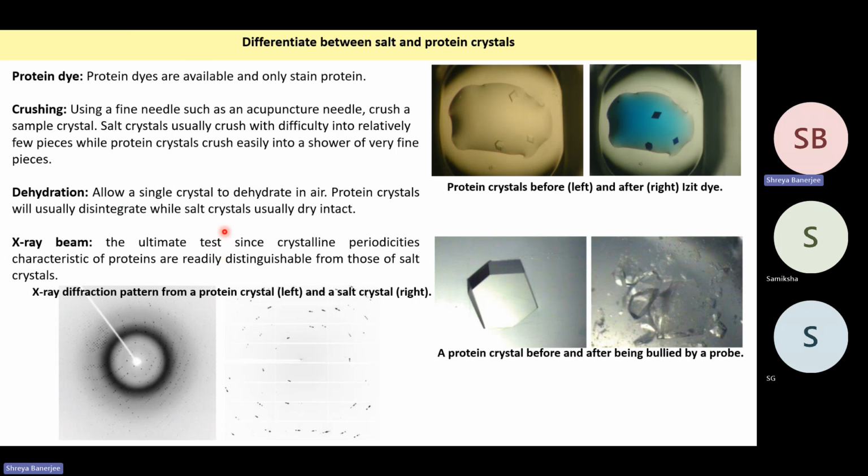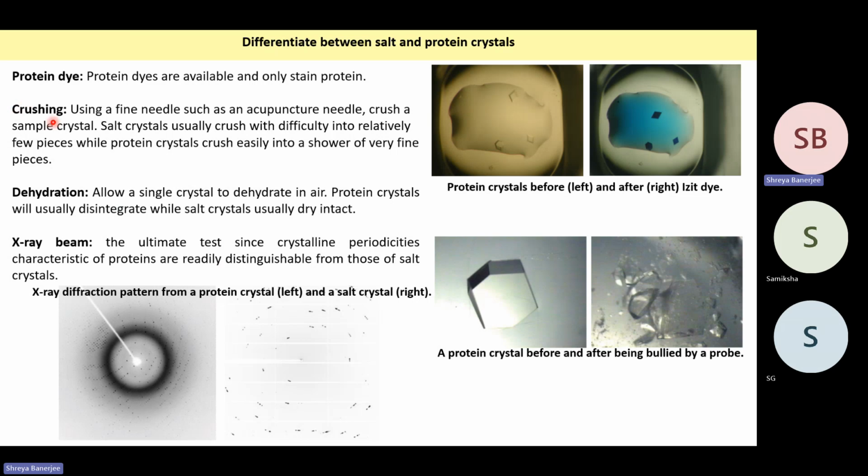Now is differentiating between protein and salt crystals. There are certain dyes which will only stain proteins and they won't stain salts. So that is one way in which you can differentiate whether it's a protein or a salt crystal.